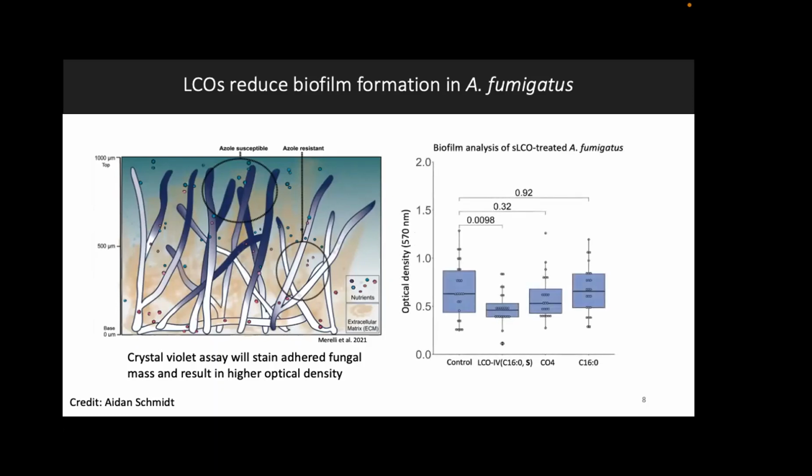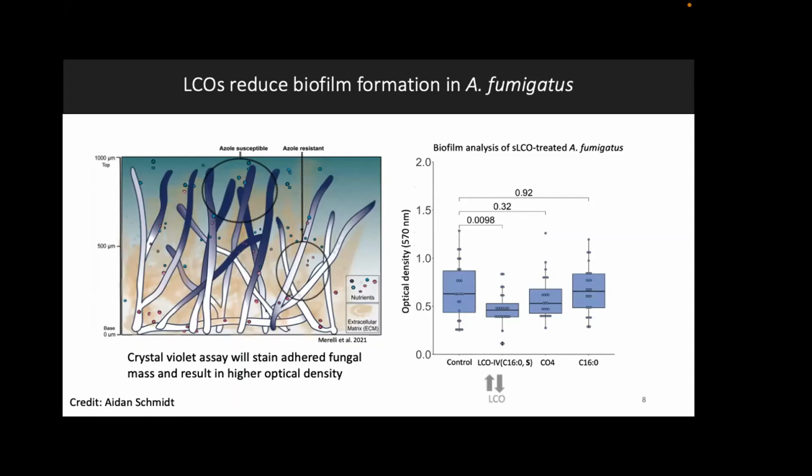So here is that data. We have the control. We have that LCO, that sulfated LCO with the palmitic acid, and just the fragments that would make this molecule up, the chitin oligomer and the palmitic acid. And we see that the LCO tended to decrease the optical density. And this optical density we use as an approximation for biofilm formation. What I'm concluding here is that LCOs are reducing biofilm formation.